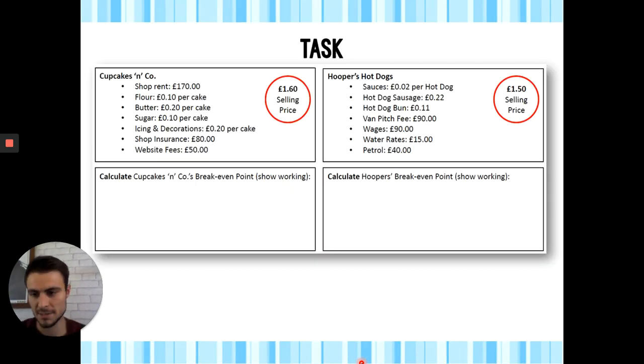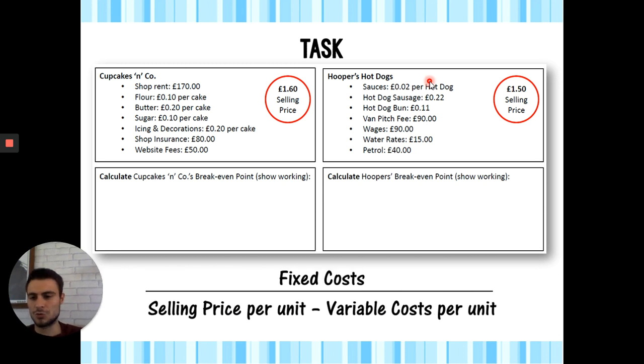So there's two businesses there, Cupcakes and Co on the left, Hooper's Hot Dogs on the right. So what you need to do is work out the break-even point for those two businesses. And the formula's there: total fixed cost, divided by your selling price per unit, take away variable costs. So you might want to work out the bottom part first, then you get your fixed costs divided by whatever the difference is between those two. So Cupcakes and Co are fixed costs, so we need to work out a total of that.